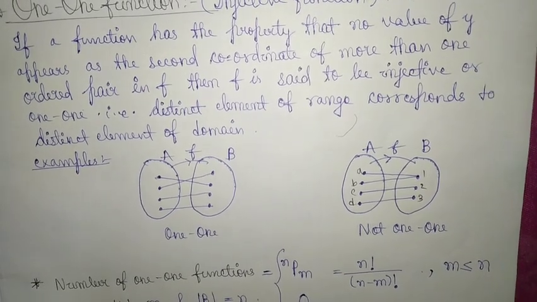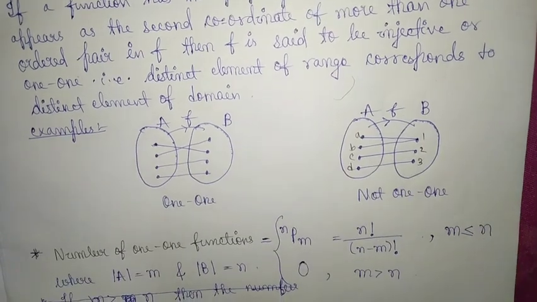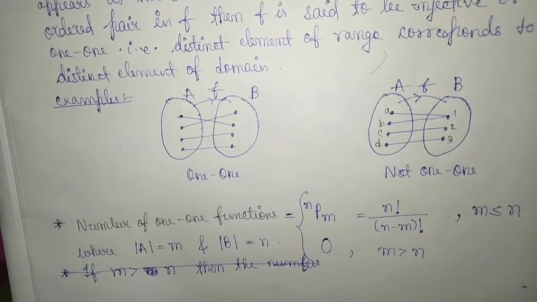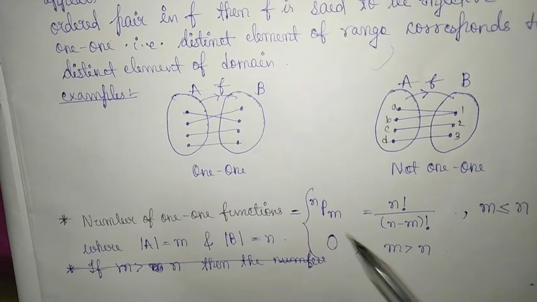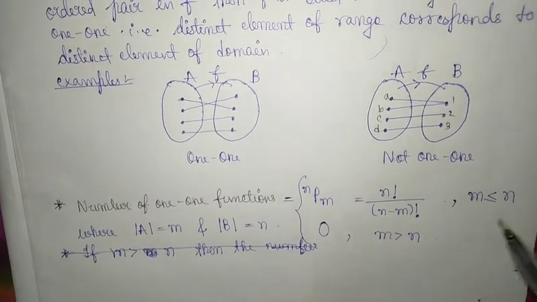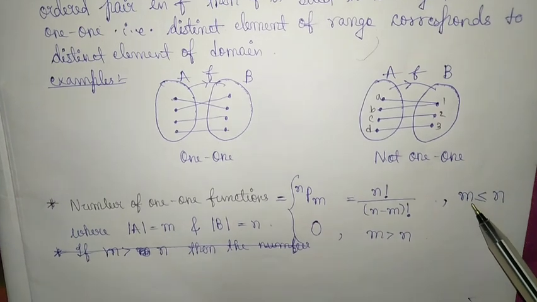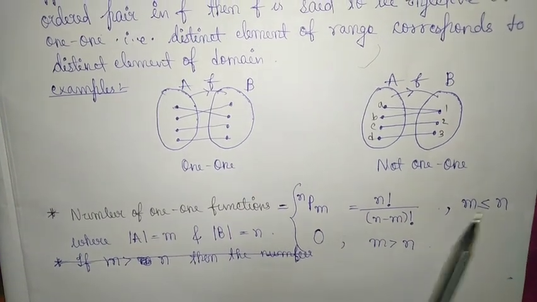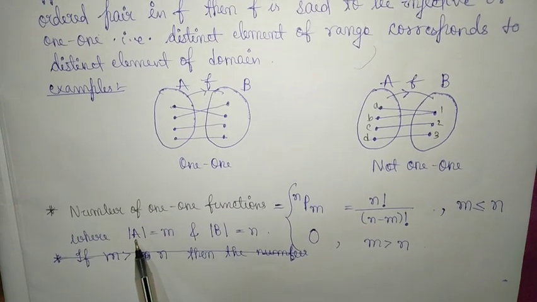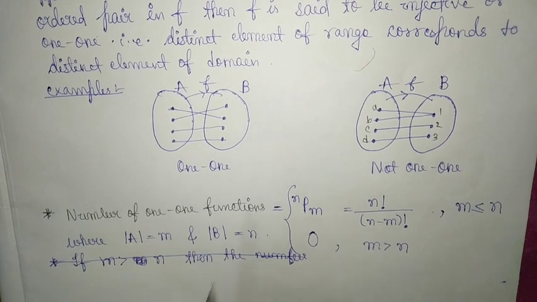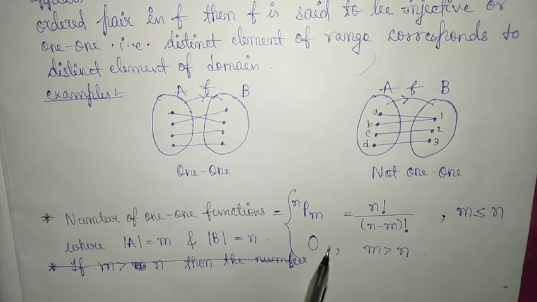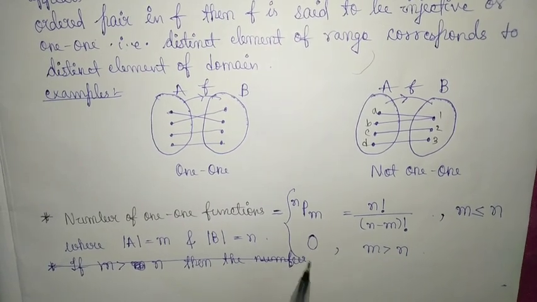Fine. Now let us see the formula for finding the number of one-one functions. The total number of one-one functions can be found using this formula, that is nPm, which is n factorial by (n minus m) factorial, where the cardinality of A is less than or equal to the cardinality of B. Here m is the cardinality of A and n is the cardinality of B. If the cardinality of A is greater than that of B, then the number of one-one functions is equal to 0.